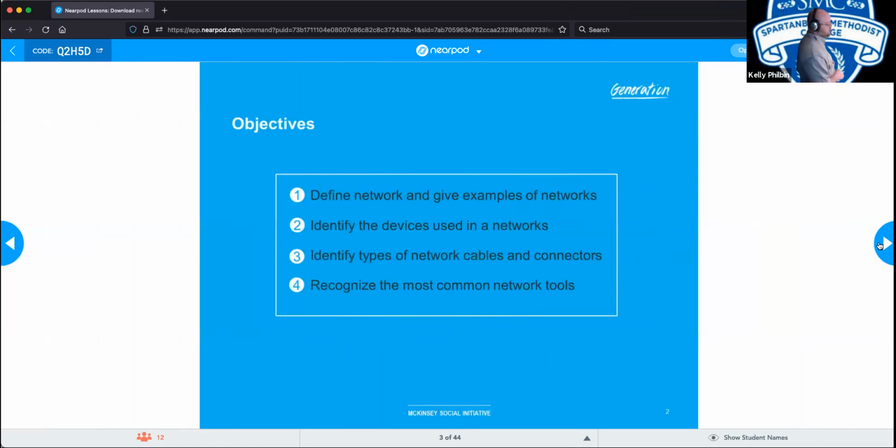Our objectives are going to be to define networks and give examples of networks. We're going to be able to identify devices used in networks, your hubs, your switches, your routers, bridges, repeaters, all that kind of fun stuff. We're going to be talking about different types of network cables and connectors, and network topologies. How can you set up networks into different logical and physical topologies? We're also going to talk about ways to recognize some of the most common network tools.